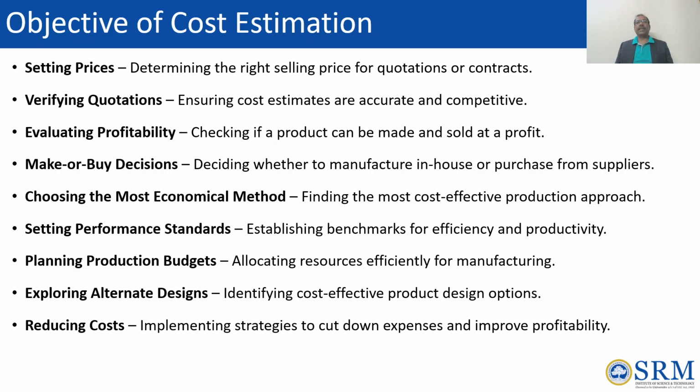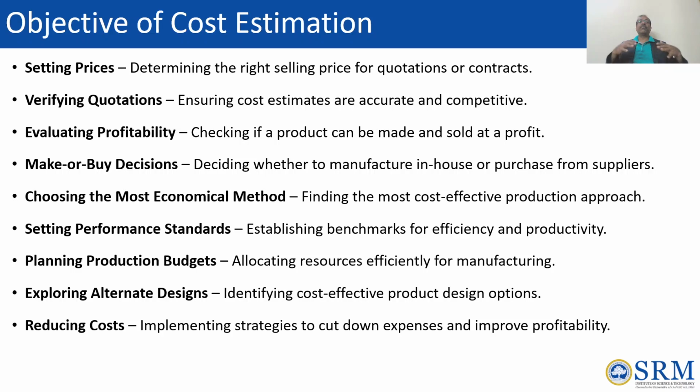Then choosing the most economical method. One product can be manufactured by various production methods. One may be done by the casting process, and the same component can also be manufactured by a machining process or an injection molding process. So many methods are available to make one particular product. Which process are we going to decide on? For that, one of the objectives of cost estimation is to give us information about which production method or approach will be suitable or cost effective, and cost estimation will support us in identifying that.